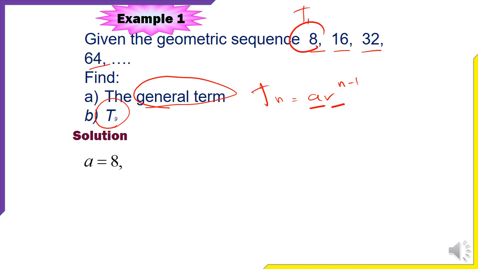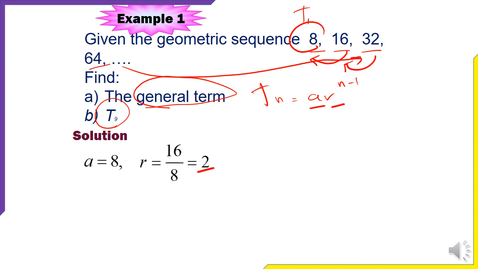And then what is our common ratio R? We can use the second term and the first term, or the third term with the second term, or the fourth term with the third term. For this one, we can use the second term divided by the first term, which is 16 divided by 8, which is equal to 2. And then we just need to substitute the values of A and R into the general formula, so Tn equal to AR to the power of n minus 1.